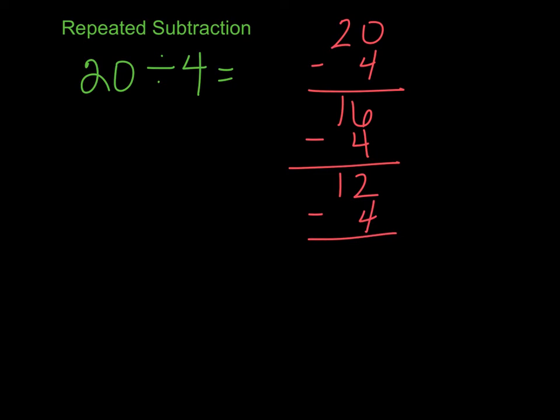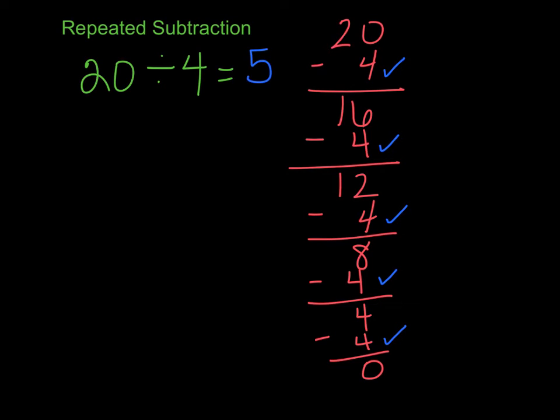12 minus 4 is 8. 8 minus 4 is 4. And then you're going to have 4 minus 4, which is 0. So you keep subtracting until you get down to 0. And then you're going to go back and you're going to count the number of times you subtracted 4. So 1, 2, 3, 4, 5 times. So our quotient, our answer is 5. So 20 divided by 4 is 5.